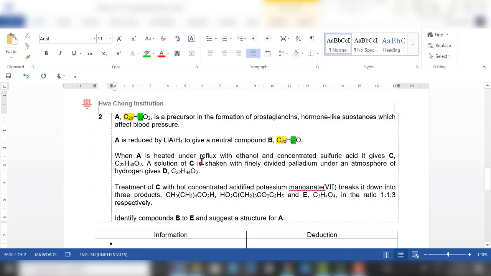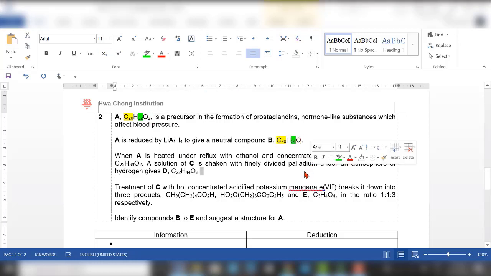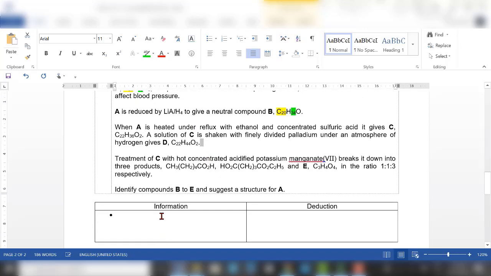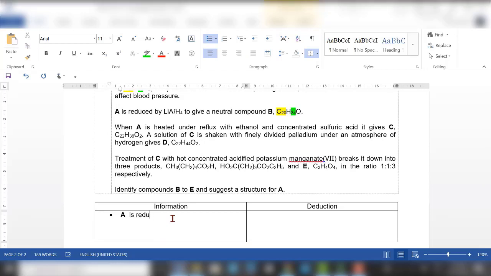And you know the role of lithium aluminum hydride in dry ether. It reduces ketones, aldehydes, or carboxylic acids. You also notice that the number of oxygens reduces from 2 to 1. I think these are enough clues to tell you what you might have at the start. It's likely to be a carboxylic acid. So I think here you can make a conclusion that A is reduced by lithium aluminum hydride in dry ether.